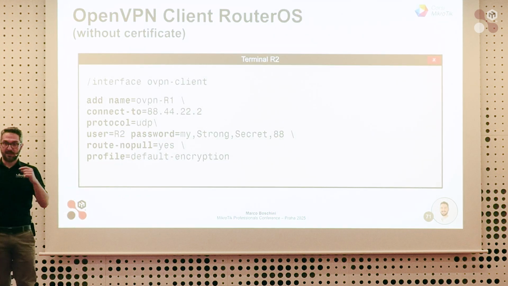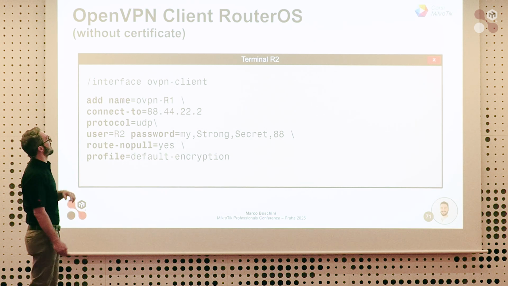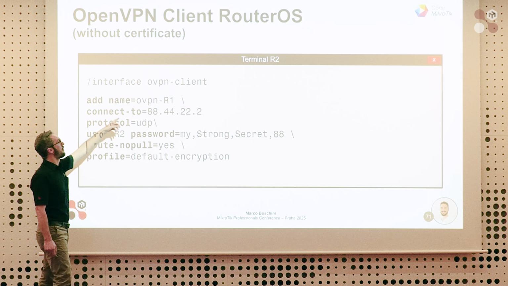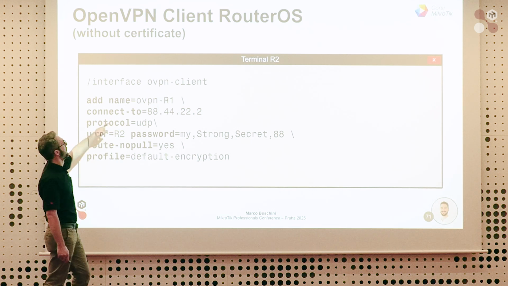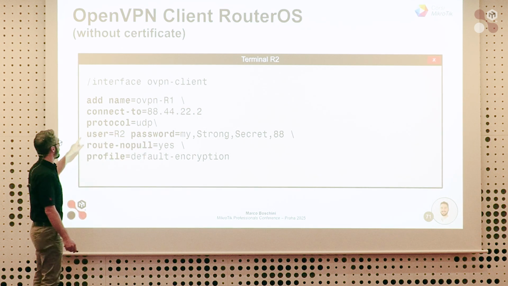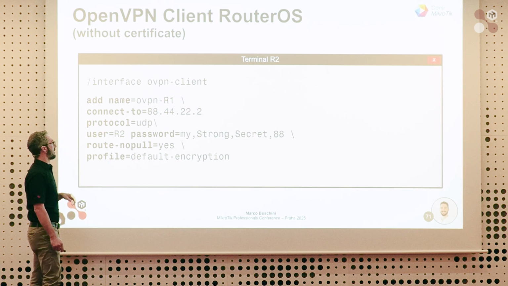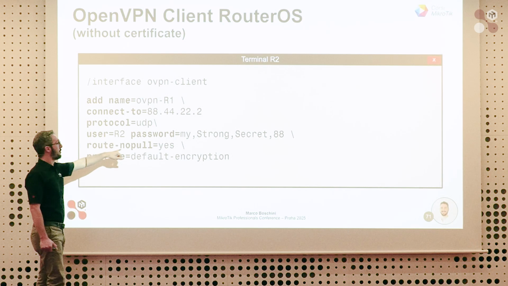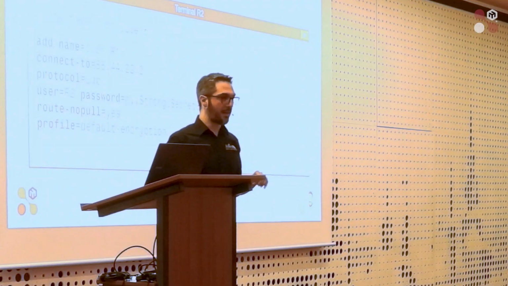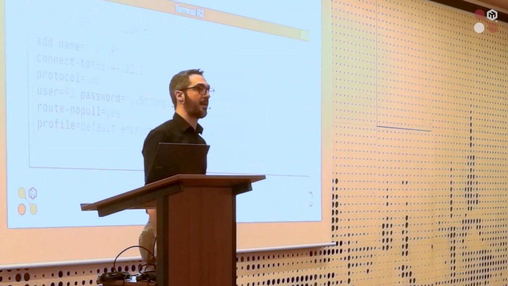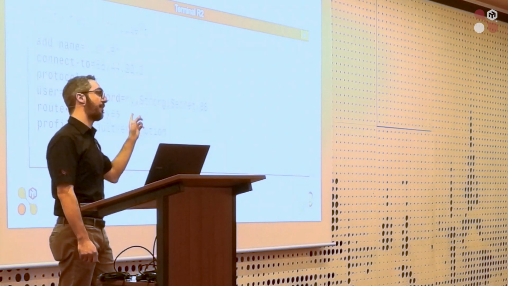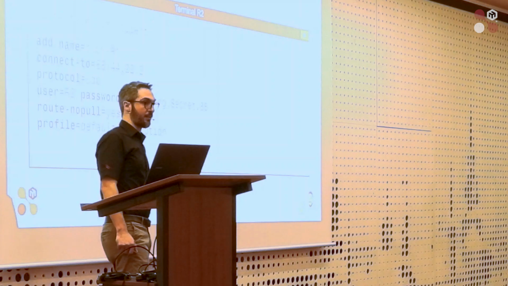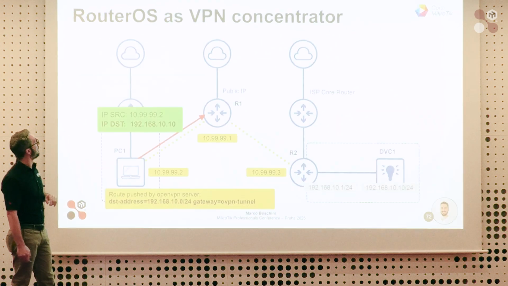Configuring the router as an OpenVPN client is quite simple. Interface OpenVPN, add, name OpenVPN to router 1, connect to the public IP of the server, protocol UDP, user router 2 with the credential, my strong secret. Route no pool, in this case I don't need to receive the pushed route. The pushed route is only for the customer, not the remote router, and profile default encryption.